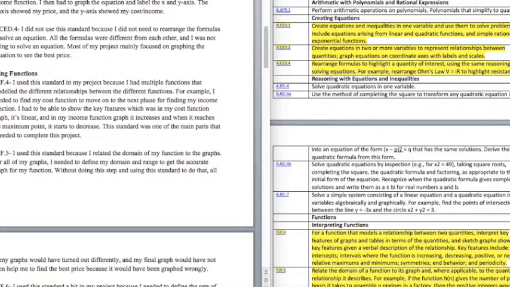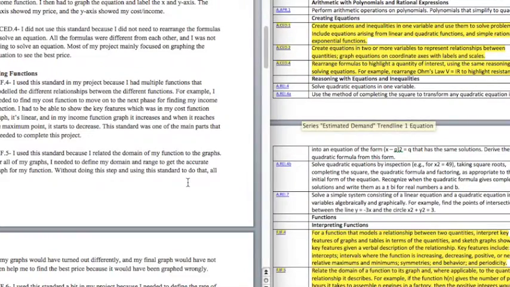So it wasn't like trying to solve an equation, like I'll change it and move the 3 to this side to figure out this equation, because it wasn't like that. Most of my project just mainly focused on graphing and just kind of switching up the formula, but just by a bit, so I didn't really use this standard that much.